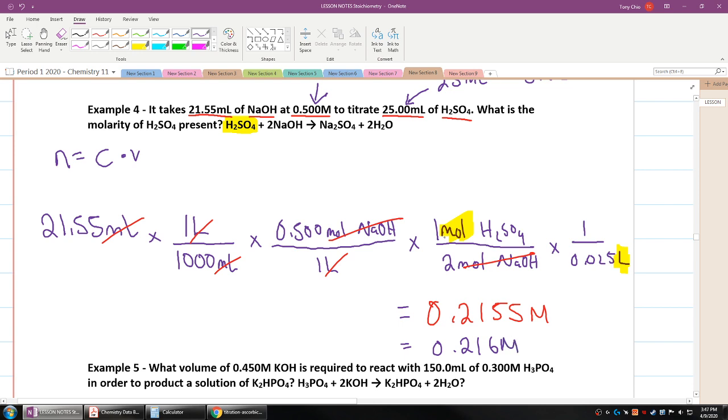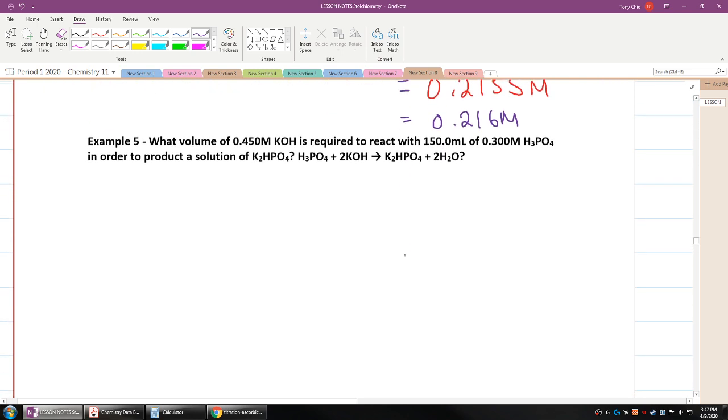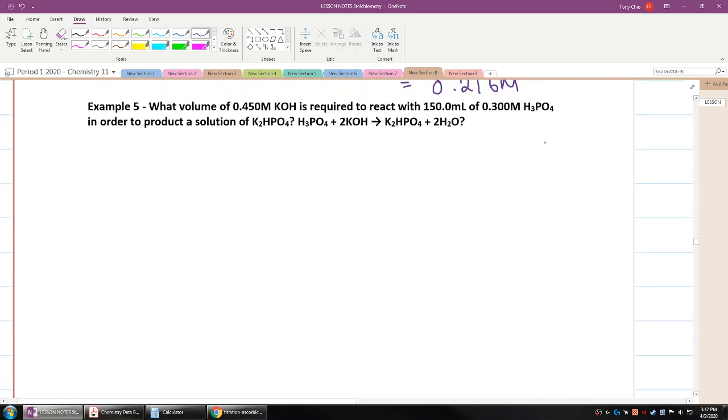Now let's look at the last example. Again, you could pause this video anytime and try it out on your own. So let's look at this one now. What volume of 0.450 molarity KOH is required to react with 150 milliliters of 0.300 molarity H3PO4? So here is your reaction. What do you have here? You have a concentration, you have a volume, you have another concentration that applies to that volume.